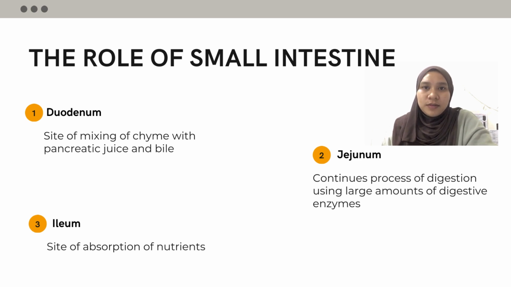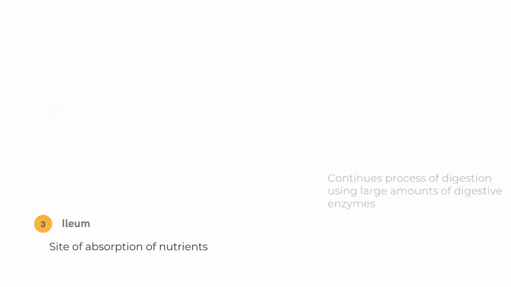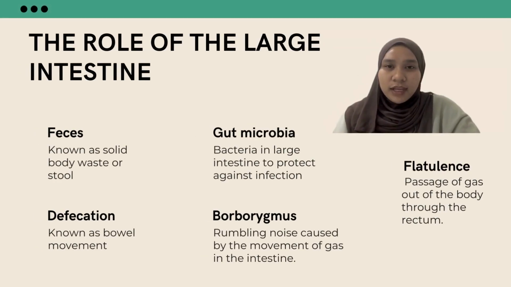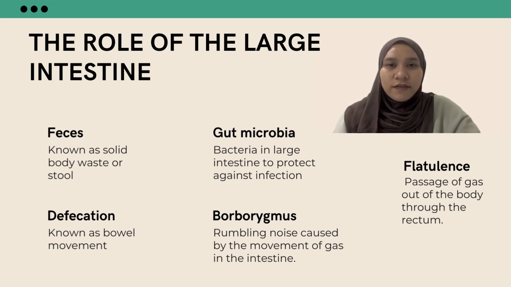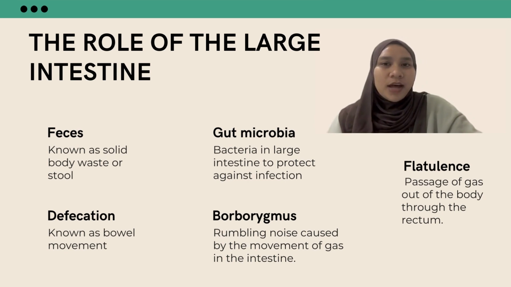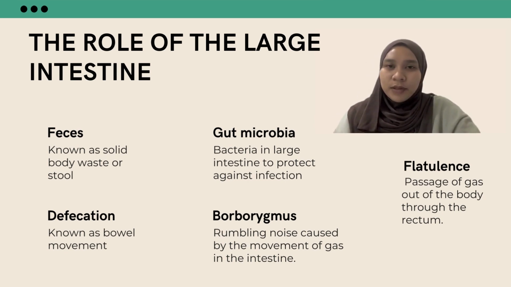Then, the jejunum secretes large amounts of digestive enzymes and continues the process of digestion. And the main function of the last part of the small intestine, which is the ileum, is to absorb nutrients from the digested food. Then, the role of the entire large intestine is to receive the waste products of digestion and store them until they are eliminated from the body.